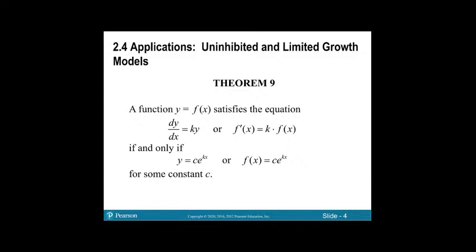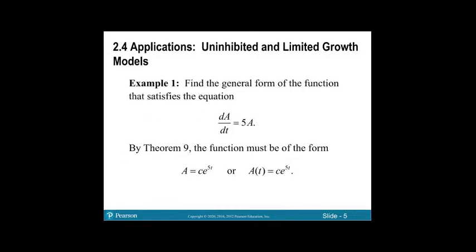So find the general form of the function that satisfies this equation: the derivative of some function with respect to t equals 5 times the function. So then the function has to be of this form, right? If we take the derivative with respect to t, it should be a repeat of this times 5. What am I missing?